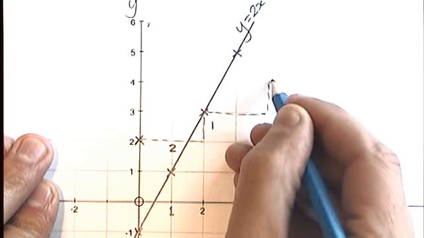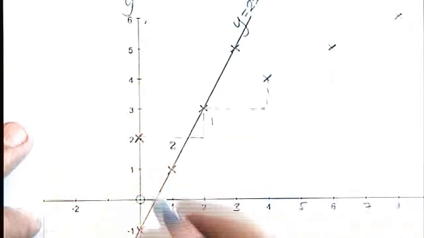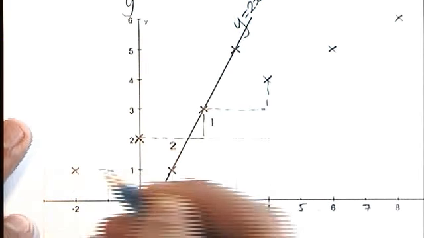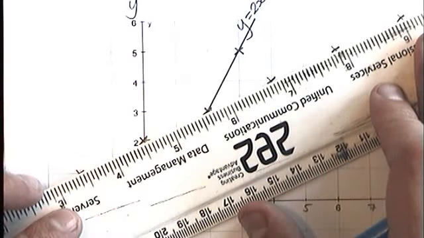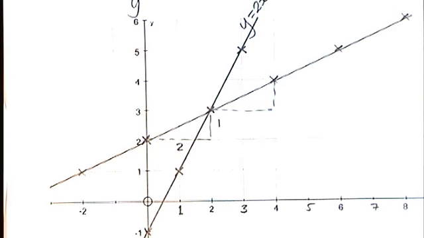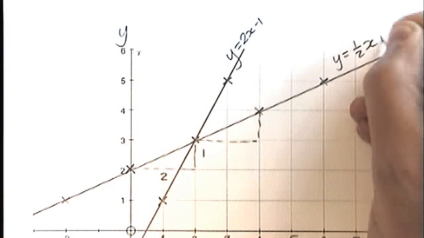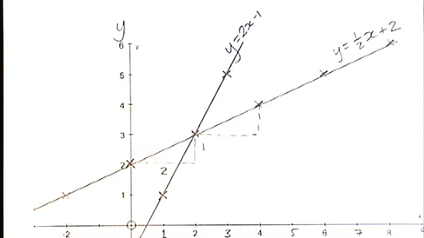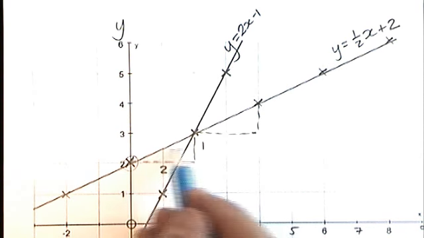So if we carry on that process all the way across the page and back a little bit here, and join those points up with a straight line, we should find we've got the right one. So that one is y equals a half x plus 2. I started at the 2, the y-intercept, and I've gone up by a half every time.